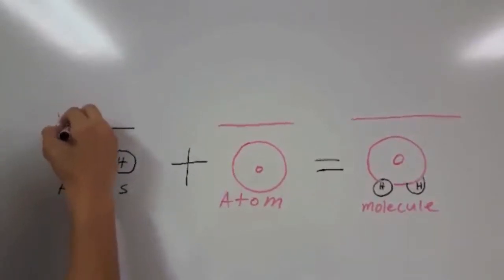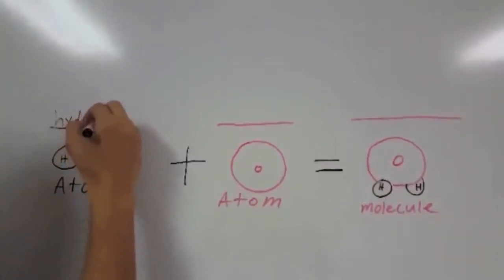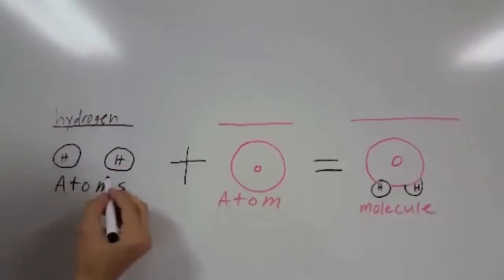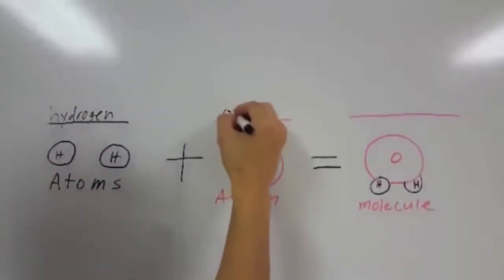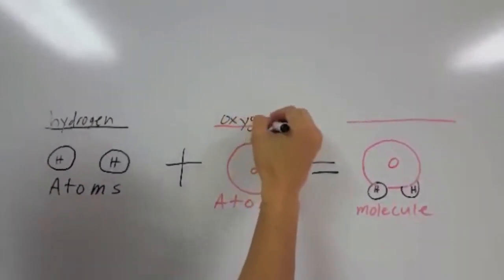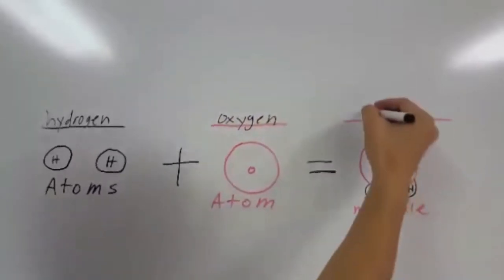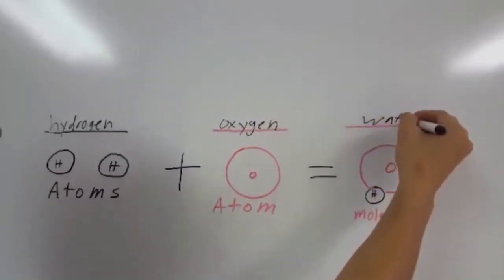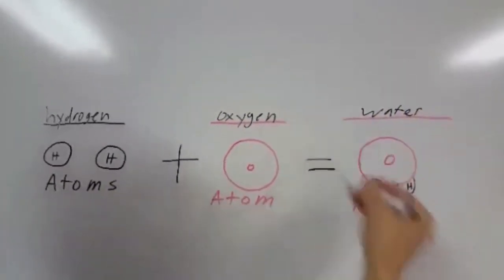If we have two hydrogen atoms, which will be shown right there, plus one oxygen atom, the larger red circle being the oxygen atom, it's going to equal one water molecule, which is that right there.